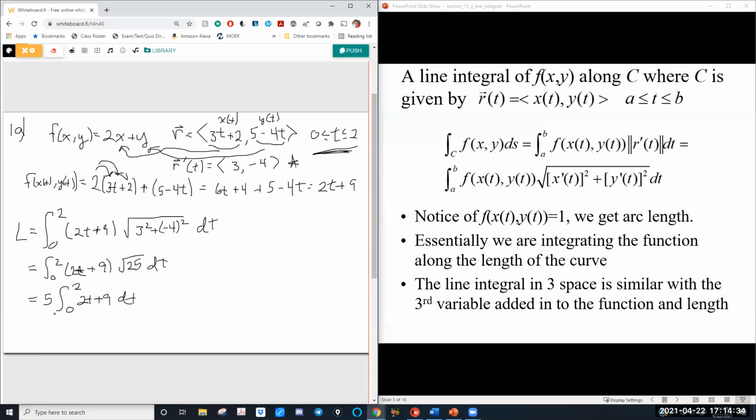Questions about that? Now, again, let's just say this was a density function, then what this would give us is the total mass along this curve between 0 and 2. Maybe this is a wire. Seems straightforward for now. Okay, well, hopefully that continues.